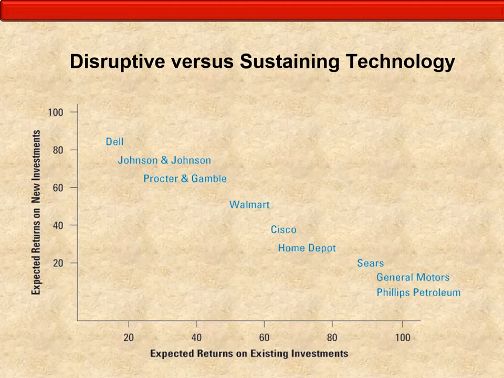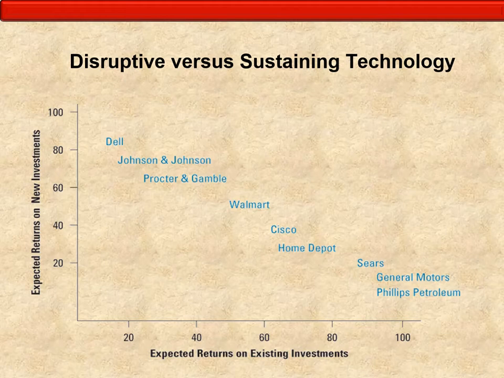Dell, the figure displays the top 4 and bottom 4 companies. The figure displays companies that are expecting future growth to occur from new investments or disruptive technologies, and companies that are expecting future growth to occur from existing investments.